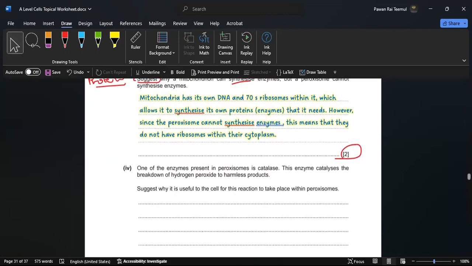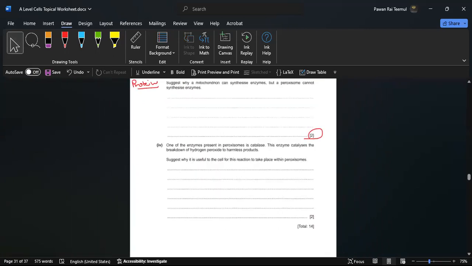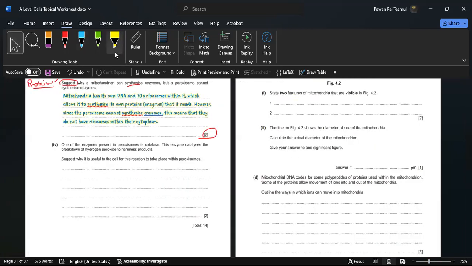Next question. Let us see. One of the enzymes present in peroxisome is catalase. That's interesting. This enzyme catalyzes the breakdown of hydrogen peroxide, the same thing that's present in potatoes, to harmless products. It asks: suggest why it is useful to the cell for this reaction to take place within peroxisomes.